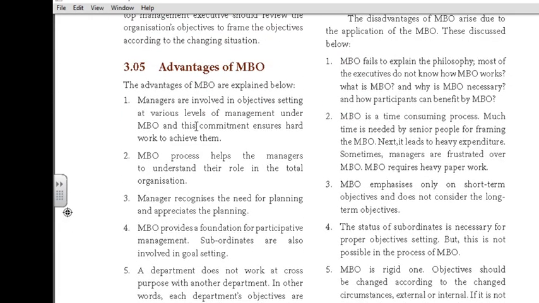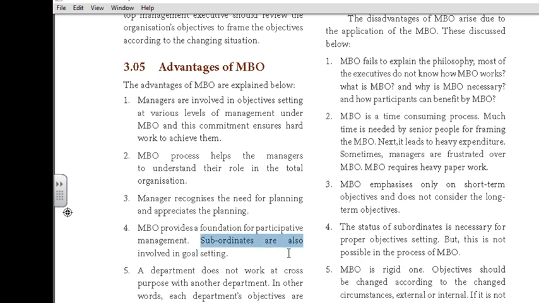What are the advantages and disadvantages of MBO? What is the main advantage here? The level of management under MBO and their commitment ensures hard work to achieve the objectives. Of course, it's true that the superiors communicate towards the subordinates because they make an initiative to achieve the objectives. It helps the managers to understand their role in the organization and the need for planning, and appreciates the planning. Next is participative: subordinates are also involved in goal setting.